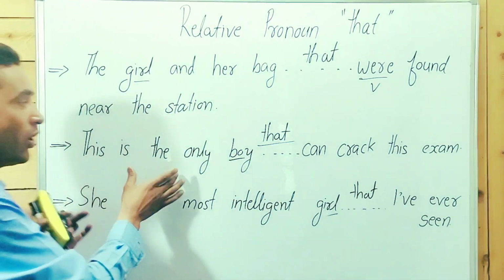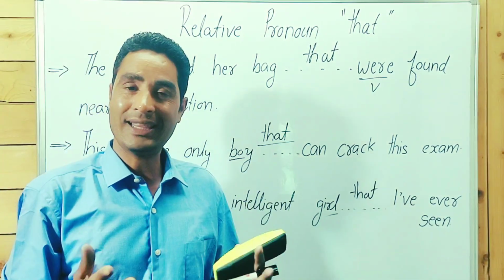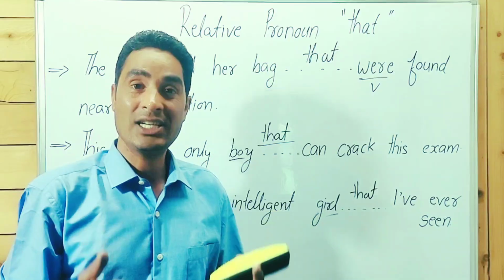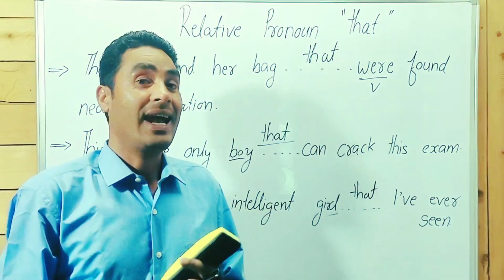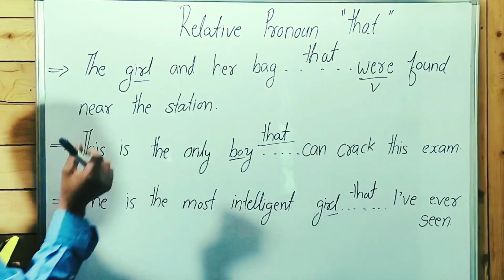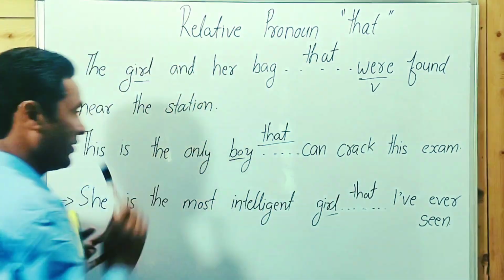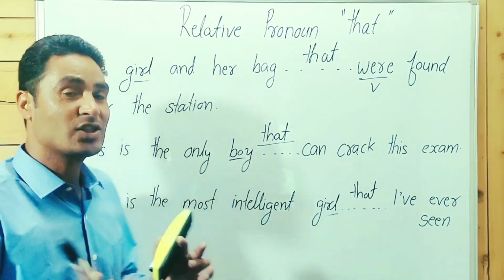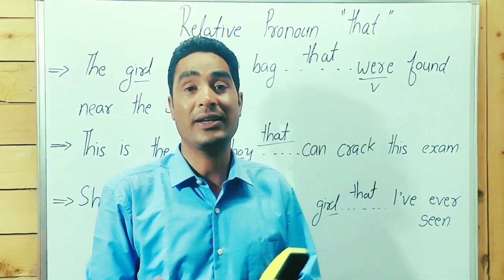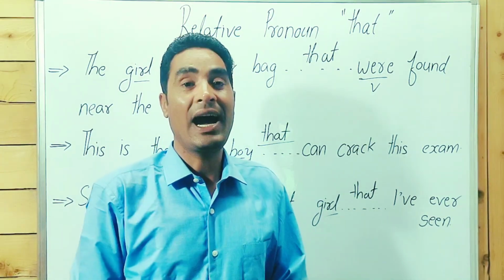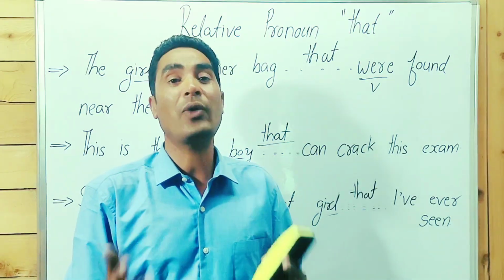Second, some words: all, the same, the only, few, little, none, nothing, nobody, everything, etc. When these words are used with an antecedent, we use that as a relative pronoun. And third, with the superlative degree, we use that as a relative pronoun. In the next slide, I will write some examples for better understanding.